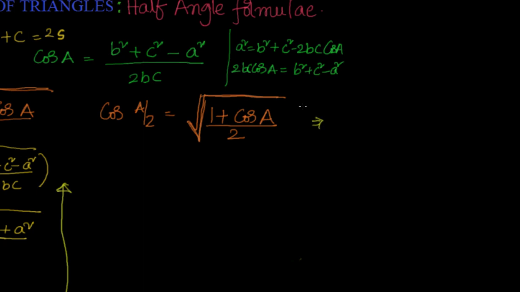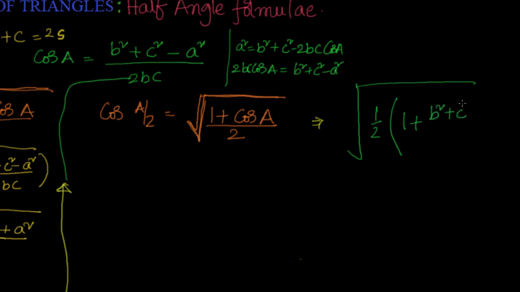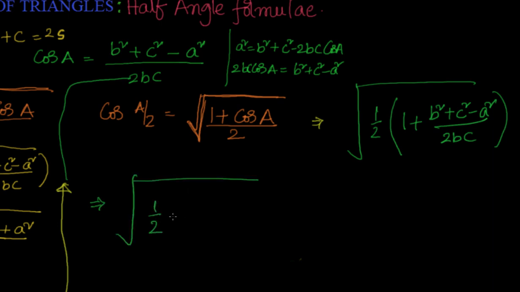So I'll change the color here. This is what we are going to do now for cos A by 2. This is square root of, can I take 1 by 2 common? 1 by 2 out, I will have 1 plus cos A. Cos A is B square plus C square minus A square by 2BC. In similar lines, this is 1 by 2BC into, I have here B square plus C square plus 2BC minus A square.